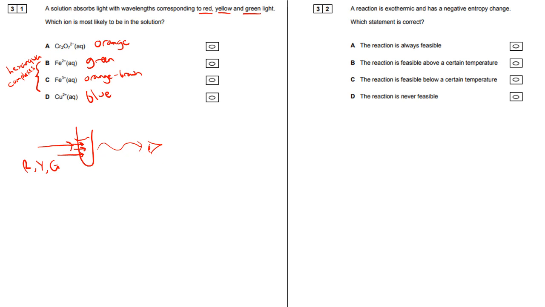So it can't be dichromate because that appears as orange, which means red and yellow light would be passing through, not being absorbed. So it's not dichromate. Green light is absorbed, so it can't be Fe2+. Similar to dichromate, the fact that Fe3+ appears as orange-brown means red and yellow, or a combination of those wavelengths of light, will be transmitted. Because red, yellow and green are absorbed, blue is passing through. It doesn't mention blue in the question. You should know copper 2 is blue. So answer D is correct.